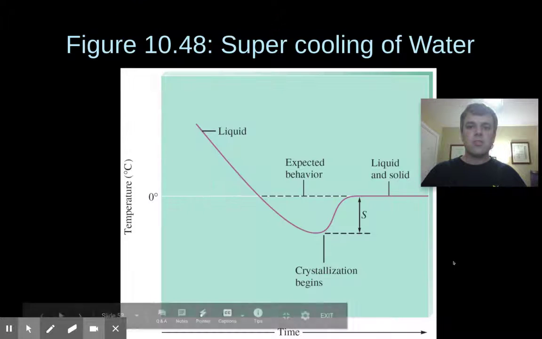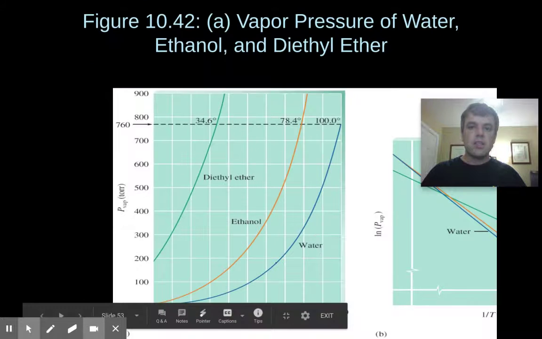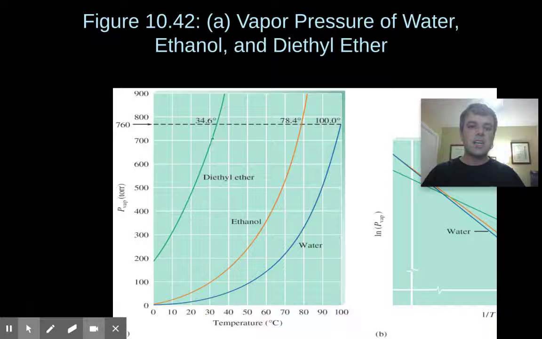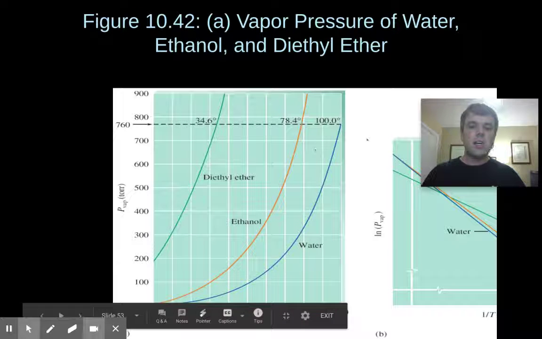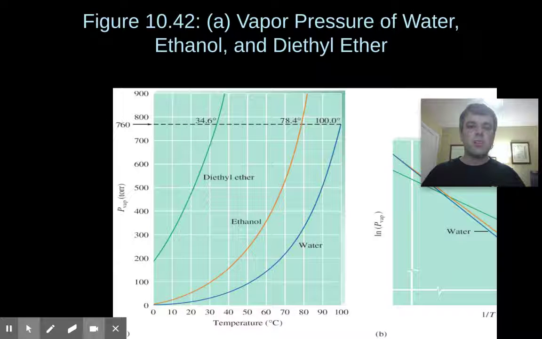And we don't need to look at this one yet. This shows vapor pressure of several different substances: diethyl ether, ethanol, and water. You can also see that the point at which it equals atmospheric pressure, 760 torr, that would be its boiling point. Water at 100 degrees Celsius, ethanol at 78.4 degrees Celsius, diethyl ether at 34.6.